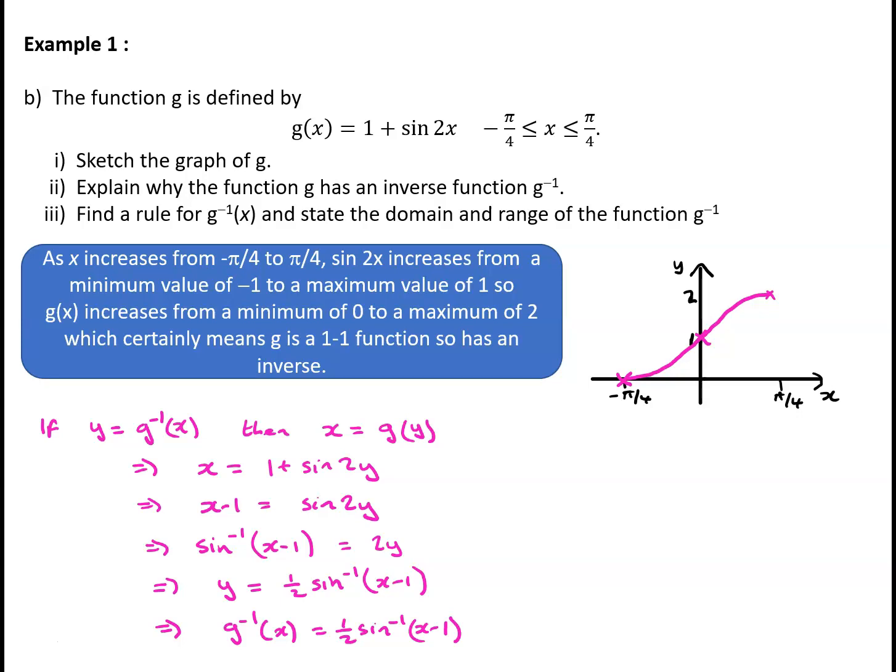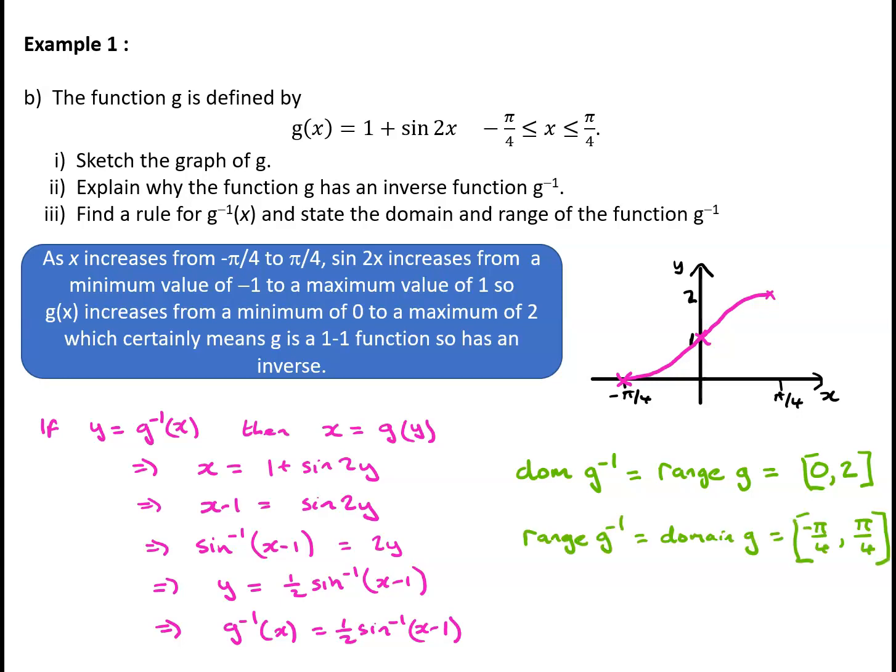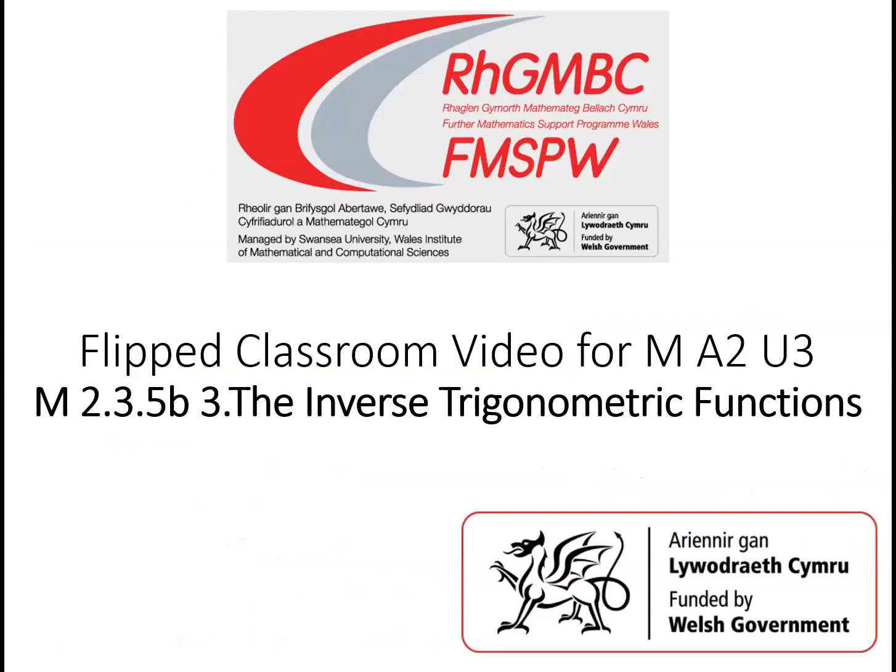The domain of g inverse is going to be the same as the range of g, which is all the numbers between 0 and 2, and the range of g inverse is going to be the same as the domain of g, which is the interval of numbers lying between minus pi by 4 and pi by 4. That concludes our introduction to the inverse trigonometric functions.